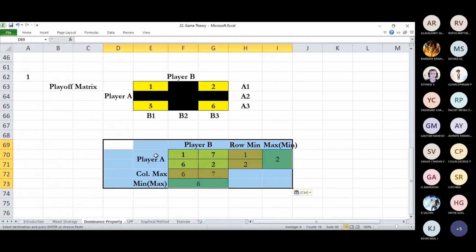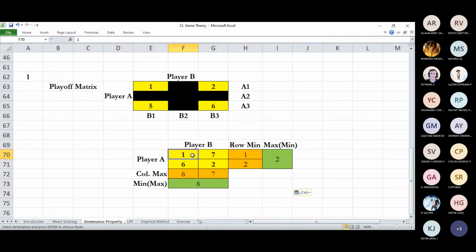Let me put it here. So it is 1. Here it is 2. Here it is 5. Here it is 6. And this is a pure strategy. Remember, you can see it's a pure strategy, so a definite strategy exists. That's a good thing that you can really look into.